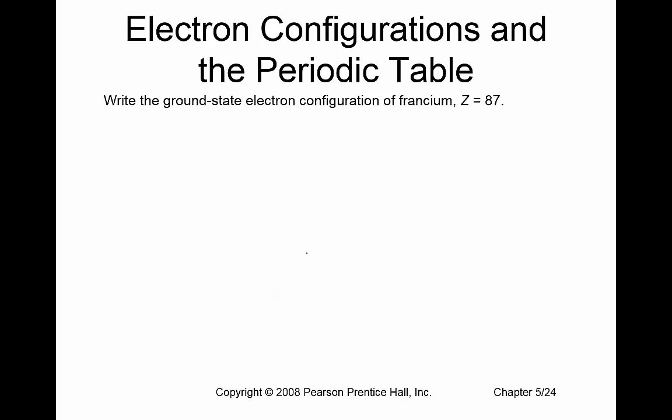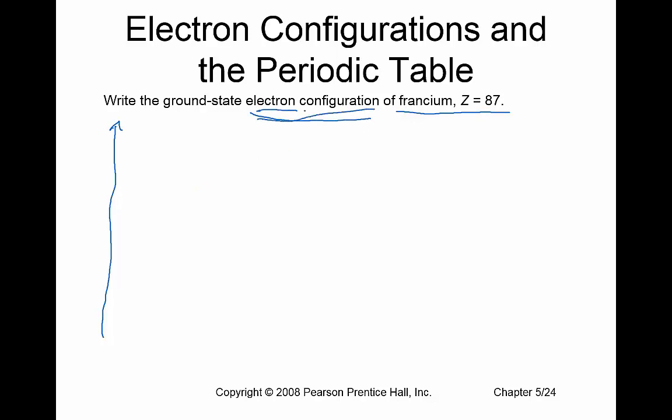In this case, we want to write the ground state electron configuration for the element francium, also sometimes pronounced francium. It has Z, the atomic number, of 87, so it has 87 protons in its nucleus. We want to look at the periodic table and be able to write down its electron configuration. We could go through the trouble of drawing one of these energy level diagrams for the whole francium atom, but that would take a long time, so we're just going to be interested in the electron configuration.